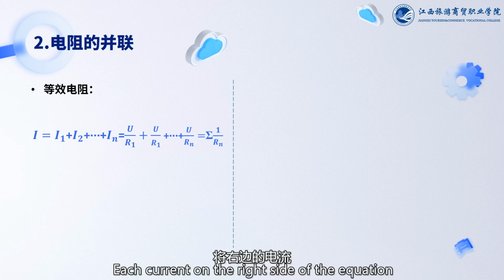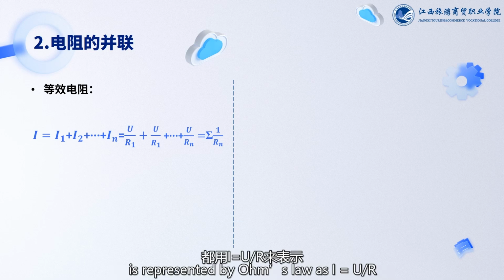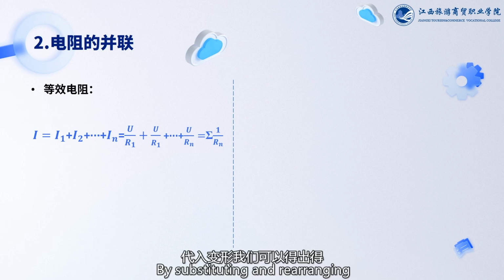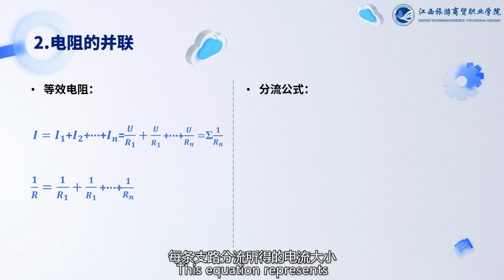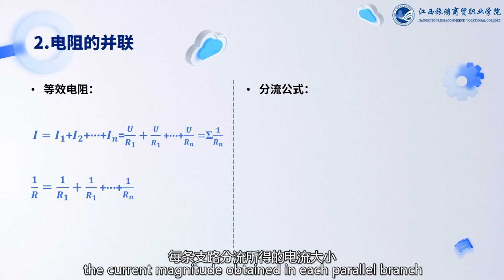Each current on the right side of the equation is represented by Ohm's law as I equals U over R. By substituting and rearranging, we can obtain the equation 1 over R equals 1 over R1 plus 1 over R2 plus ... plus 1 over Rn. This equation represents the current obtained in each parallel branch.